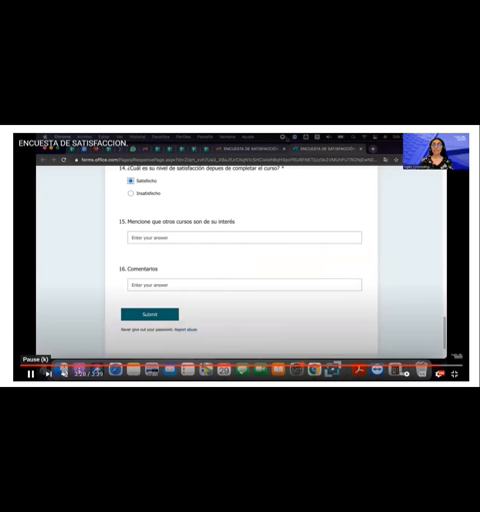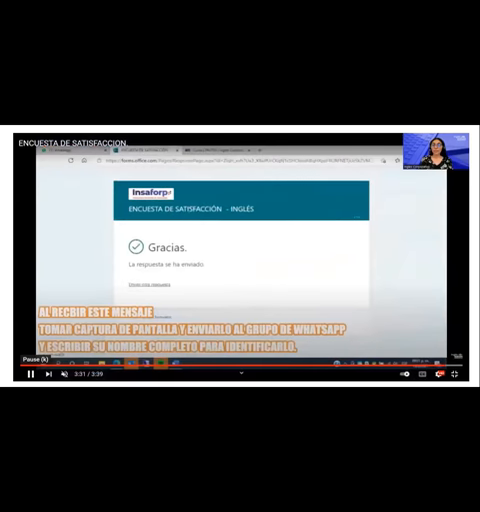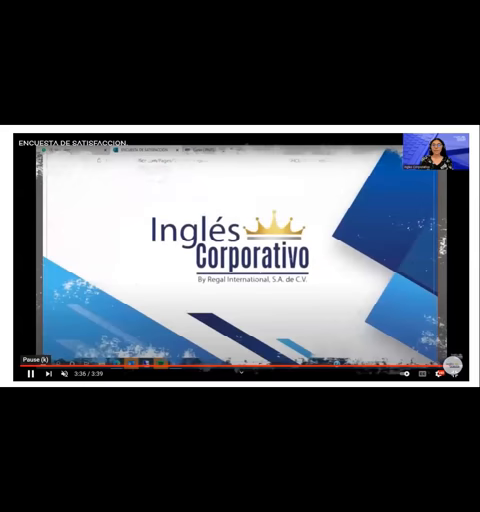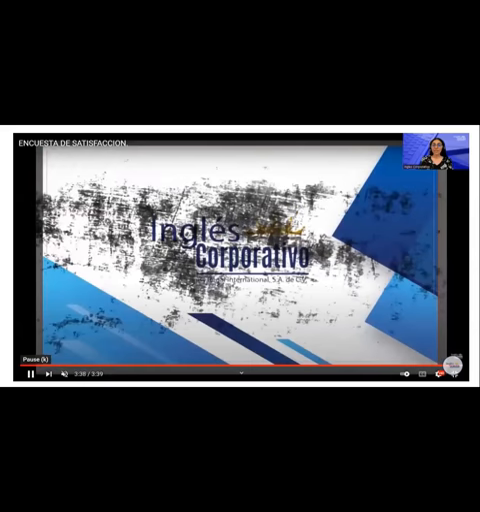Vamos a darle clic en el botón azul de enviar. Y posteriormente vamos a recibir un mensaje de la respuesta a su enviado. Cuando ustedes han recibido este mensaje, favor de tomar una captura de pantalla, compartirla al grupo de WhatsApp correspondiente junto con su nombre completo, según nosotros los tenemos registrados. Y es así como tú debes desarrollar la encuesta de satisfacción.